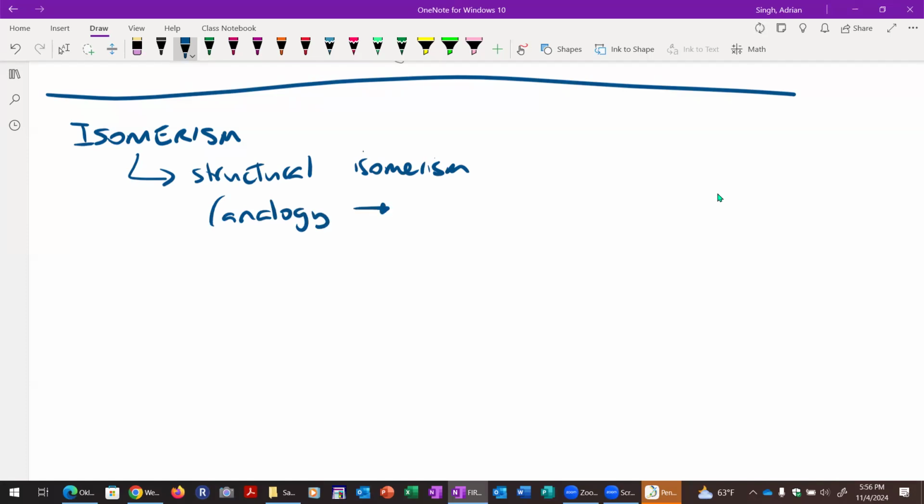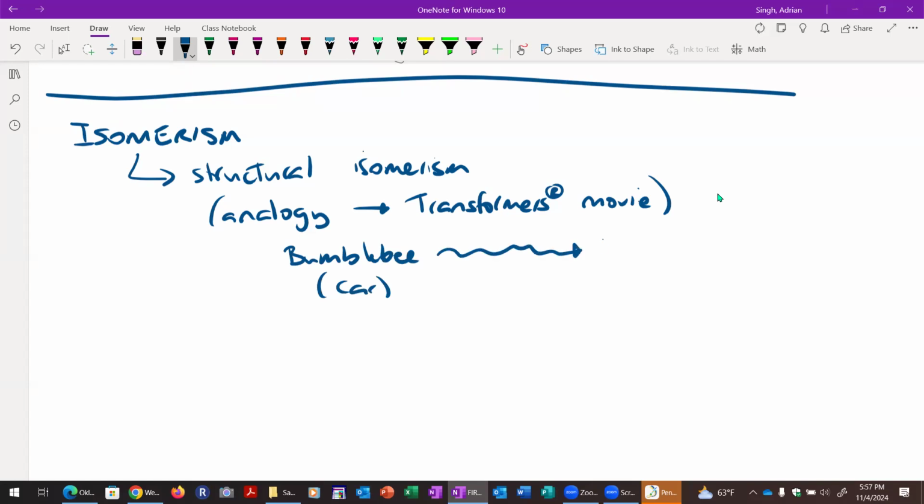As an analogy, you can think of the Transformers, a movie or cartoons. Imagine everybody's favorite Transformer, like Bumblebee, for instance. It starts off as a car, and then it undergoes some sort of transformation. It becomes a robot.